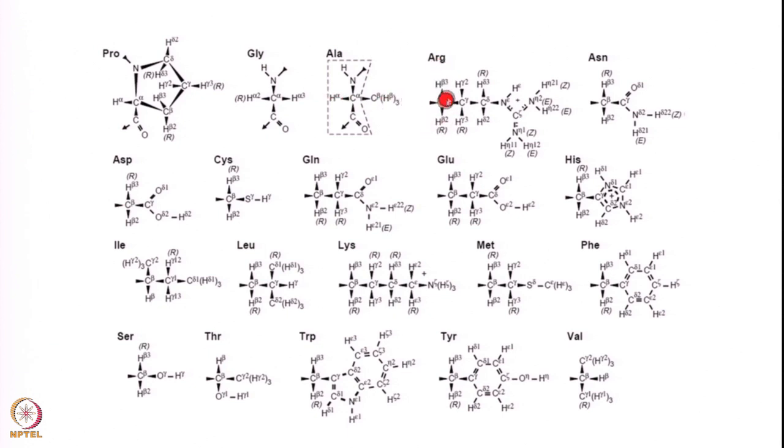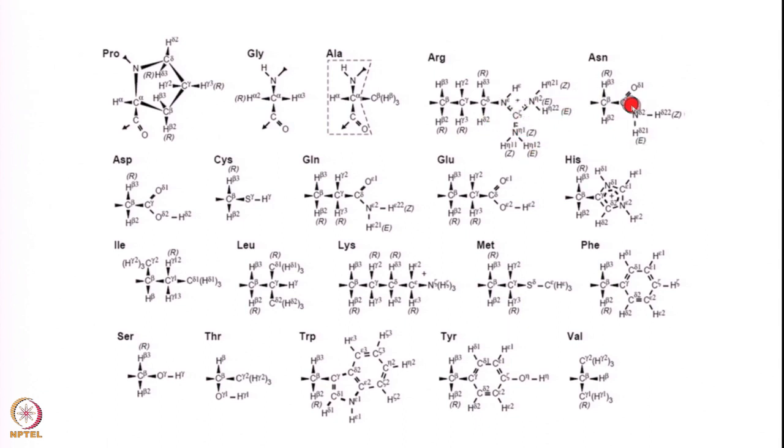Arginine has 2 beta protons, 2 gamma protons, 2 delta protons, and then from this epsilon you have this 1 amide proton here, and then another carbon going over to the NH2 group, then the N and then NH and NH2 there. So arginine is quite an elongated chain, with quite a bit of basic nature because of so many nitrogens present here.